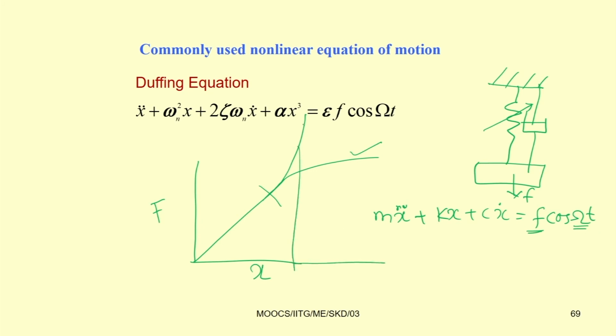For example, in this first case, let us take two points. Here you can easily observe that you have to apply more force to have the same displacement as compared to here. Here you have to apply less force and you have the same displacement. In this case it is very soft, so this is known as a softening spring, because you have to apply less force.